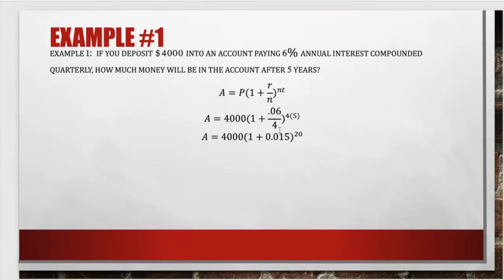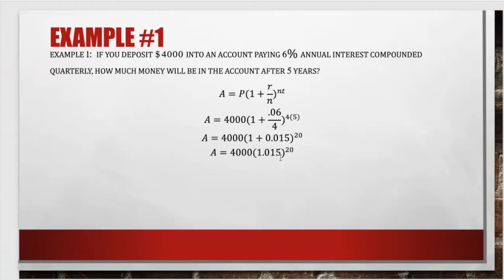Next, order of operations: you have to divide the fraction. I did two things just because I find it easier. When I divided here, I got 0.015. Then I went ahead and multiplied the exponent, which gave us 20.